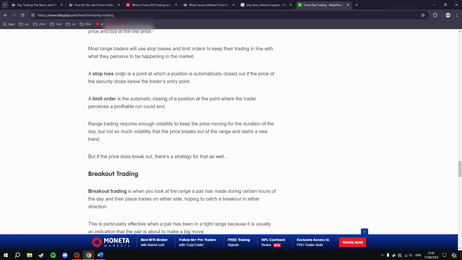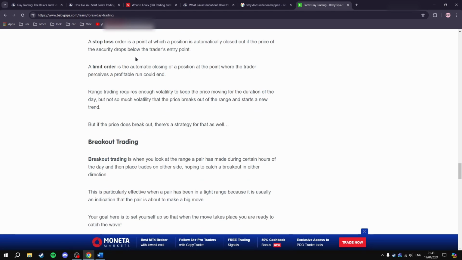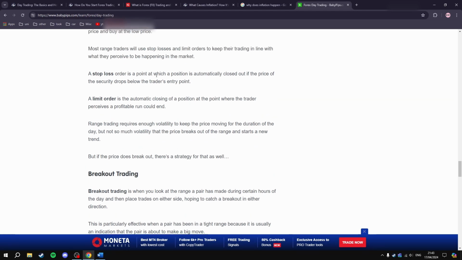Most range traders will use stop losses and limit orders to keep their trading in line with what they perceive to be happening in the market.